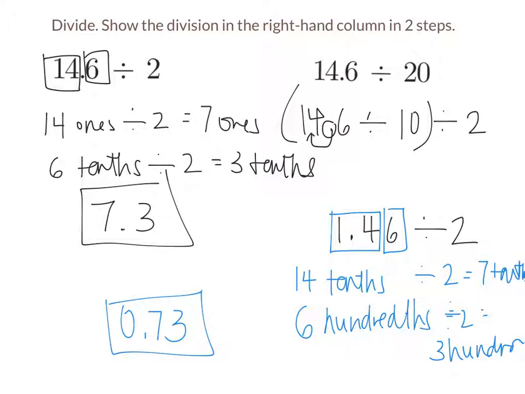Now let's take a look at how these two answers compare. When we had 14.6 divided by 2, we got 7.3. And when we did 14.6 divided by 20, we got 0.73. Do you see how they have the same digits? But how does the first answer, 7.3, compare to our second answer of 0.73? Which one's bigger? 7.3. How many times bigger is it? 10 times bigger. Why is it 10 times bigger? Well, if you look in the right-hand column, when we divide by 20, we're splitting by 10 times more things. Do you see that? So our answer got 10 times smaller.